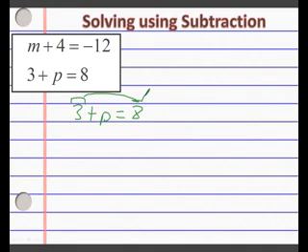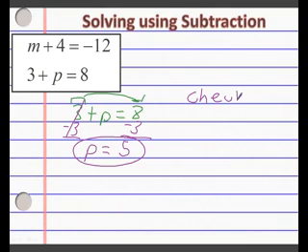So to find p, I need to do the opposite to this 3 here. Now it's positive 3, so the opposite would be subtract 3, or negative 3. So that's what I do to both sides. So plus 3 and negative 3 is 0, so that's gone. I bring my p down. P equals 8 minus 3 is 5. So that's my solution.